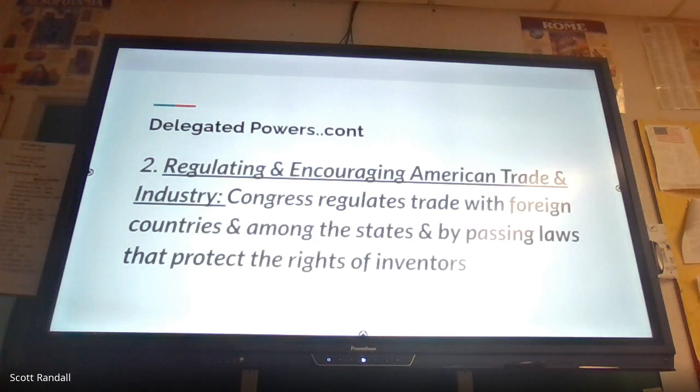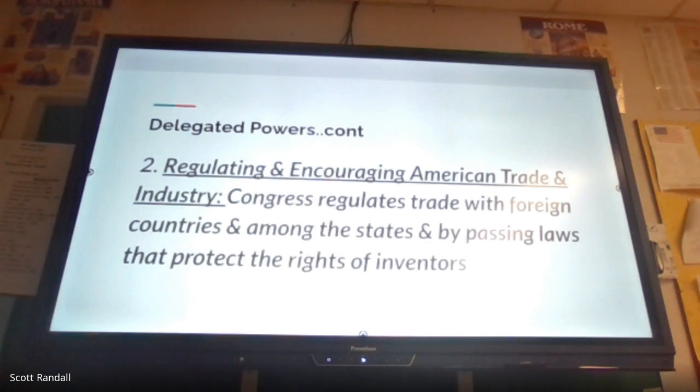So Congress has the power within Section 8 to regulate trade with foreign countries, and initially also with Native American tribes. That obviously has changed over time. And then also within this, the idea of encouraging, particularly in the 19th century, the 1800s, encouraging inventions.